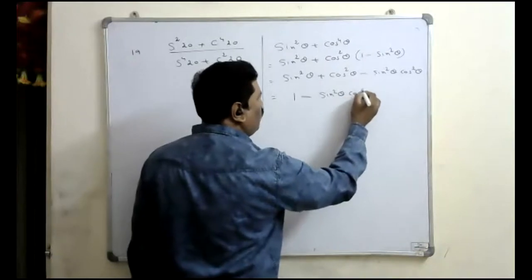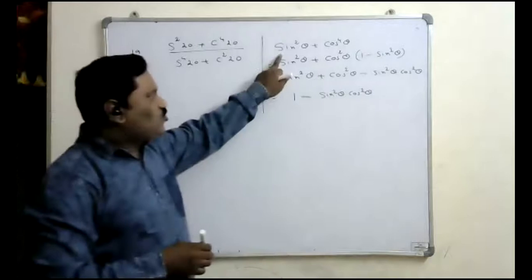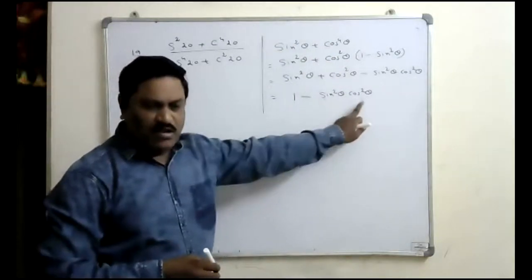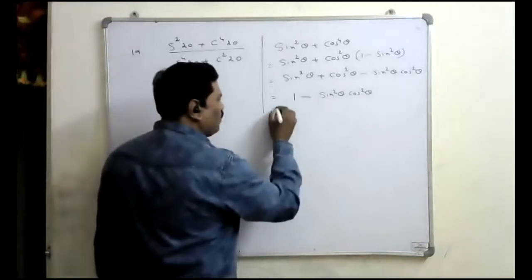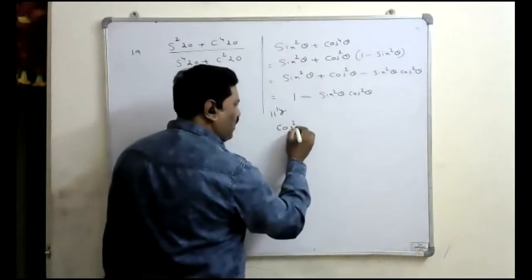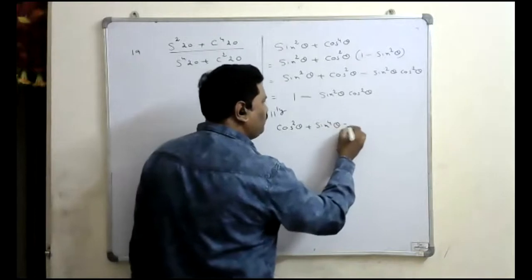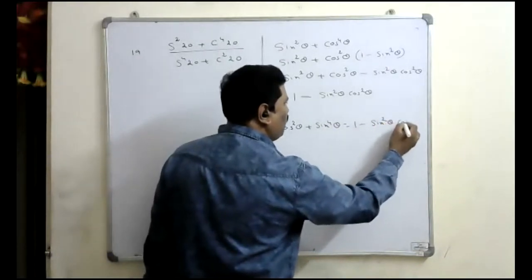So this is the result you have to remember. Therefore, the value of sin square theta plus cos power 4 theta is 1 minus sin square theta cos square theta. Similarly, cos square theta plus sin power 4 theta has the same value, 1 minus sin square theta cos square theta, whatever the angle might be.